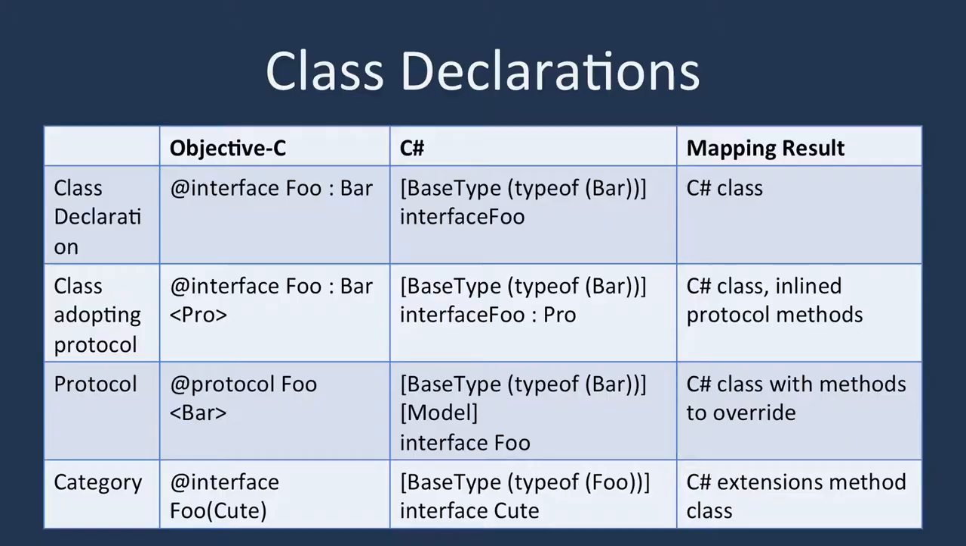And categories are Objective-C's way of doing extension methods. So you'll find this thing. It says interface Foo (Cute). And what it's actually doing is adding extension methods to the class Foo. And what you're going to do is that just becomes a C# extension method. So we just translate it directly.